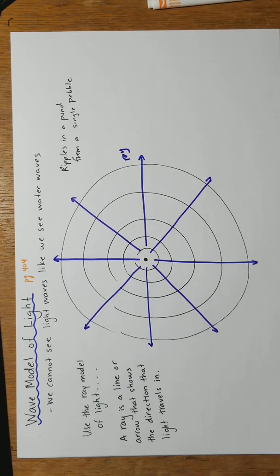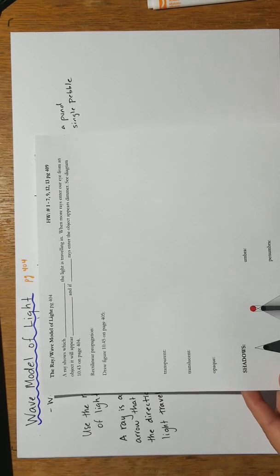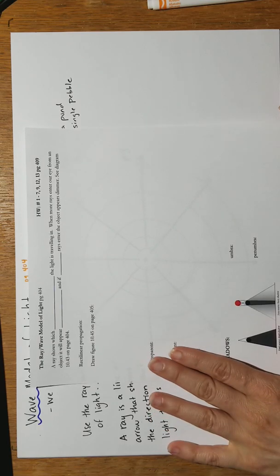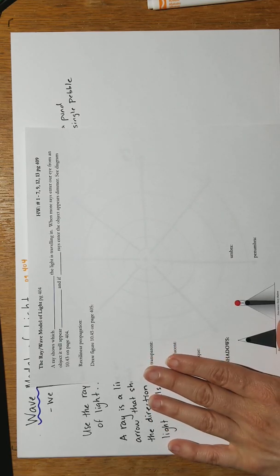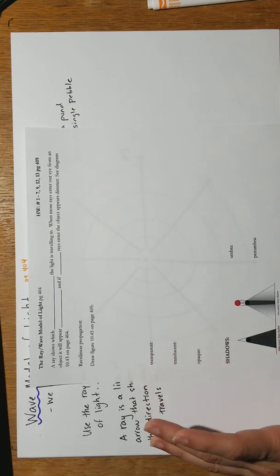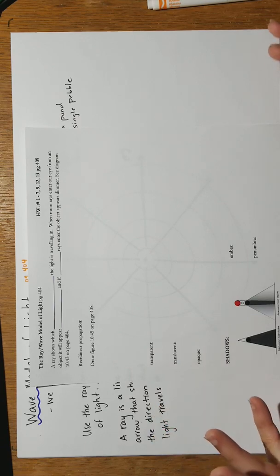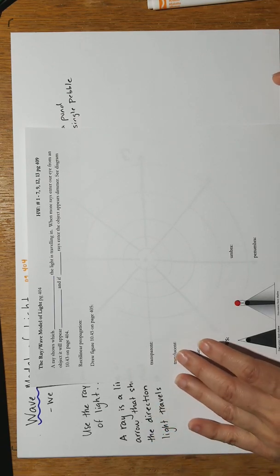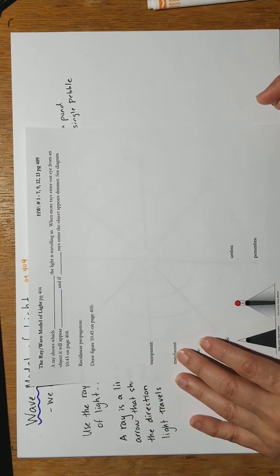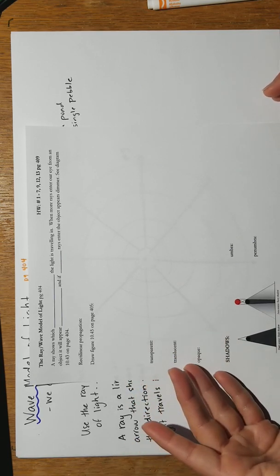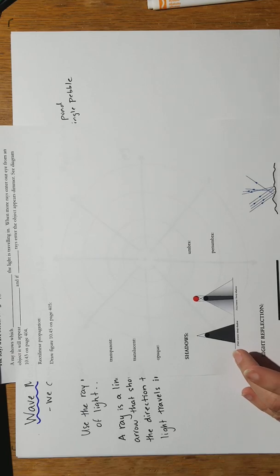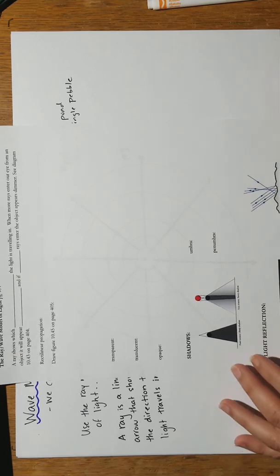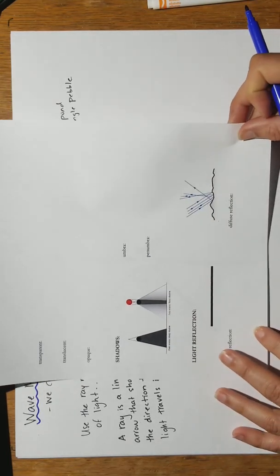Okay, so attached to your note is this paper. It uses the textbook on pages 404 to 405 and 406 maybe, just to describe some properties of light, or words that we use like transparent, translucent, opaque. What does that mean? Shadows, and the definition of reflection and diffuse reflection.